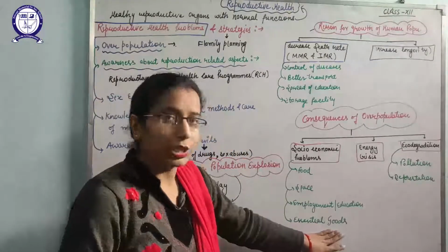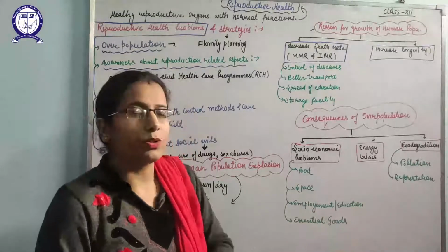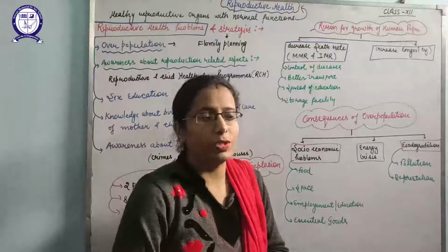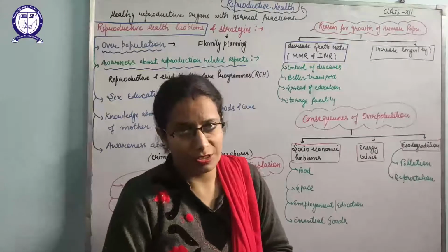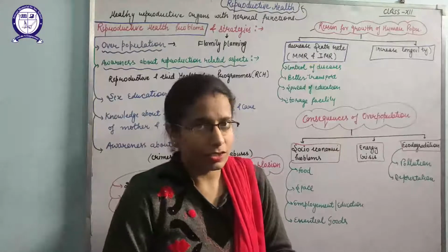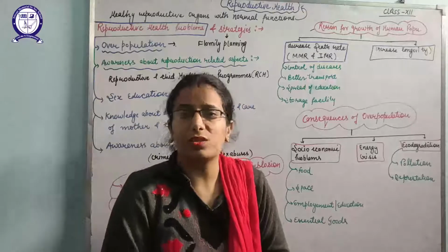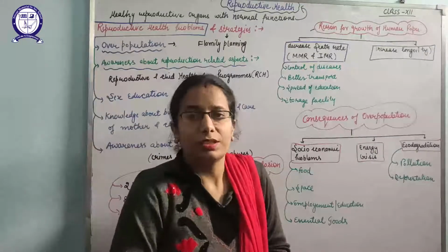Next, there will be a shortage of essential goods that should be distributed among the organisms. The next problem is the energy crisis. As the population increases, there will be an increase in the demand for energy also. There will be increased demand for LPG, CNG and fuel. For that fuel, deforestation will take place.